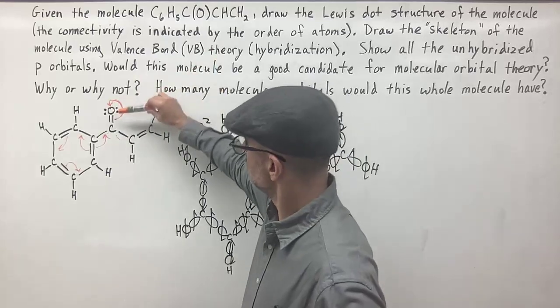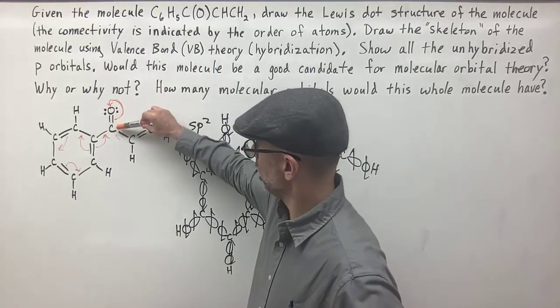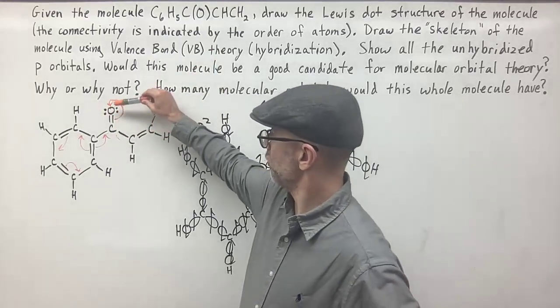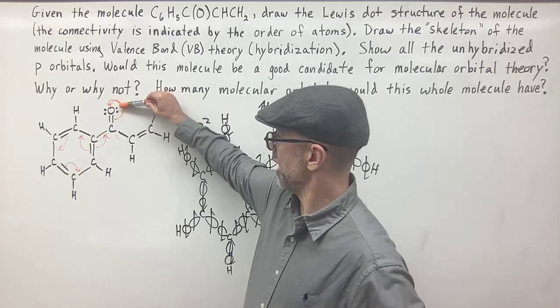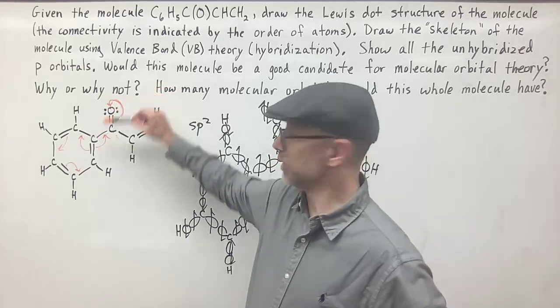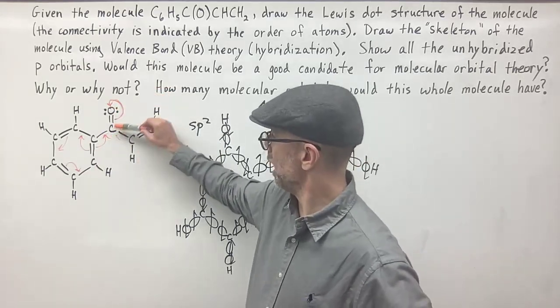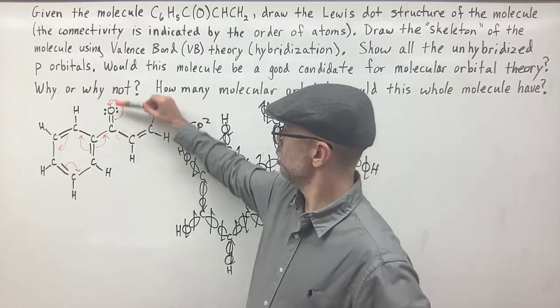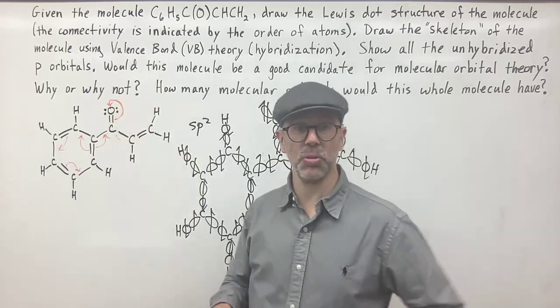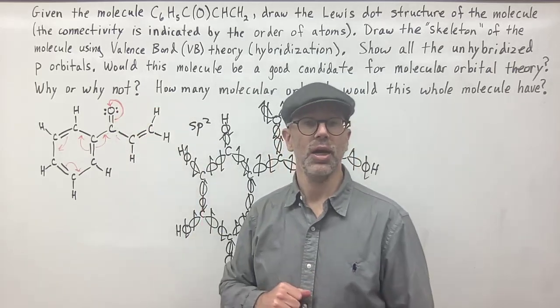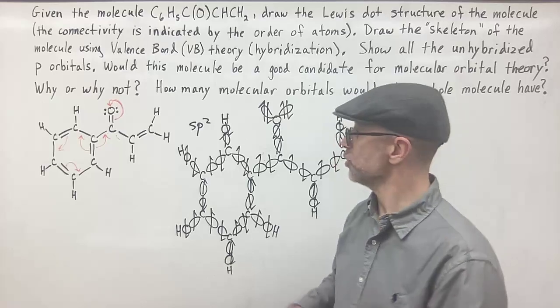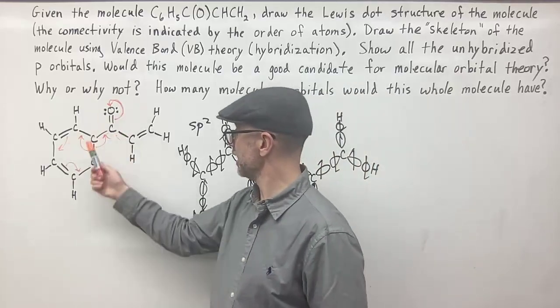And then you've got a double bond there. That's going to involve an unhybridized p orbital on your oxygen and an unhybridized p orbital on this carbon here. So that's two unhybridized p orbitals. So that's another two molecular orbitals. So that's going to be 6 plus 2 is 8.